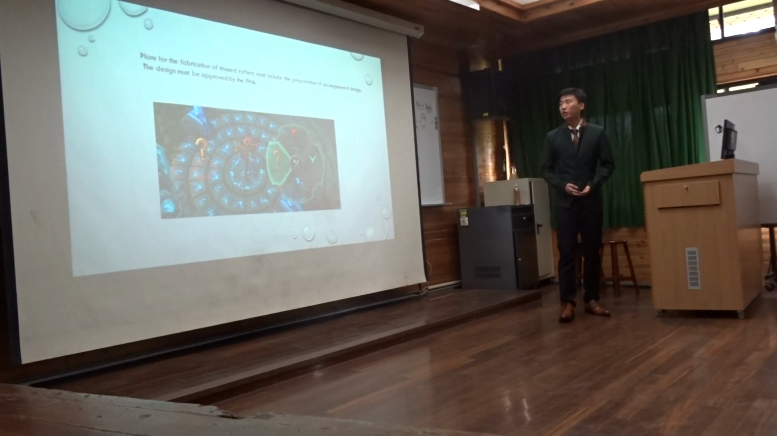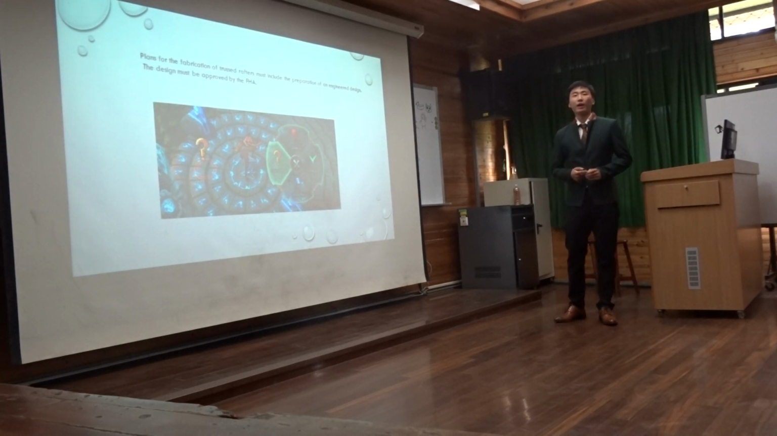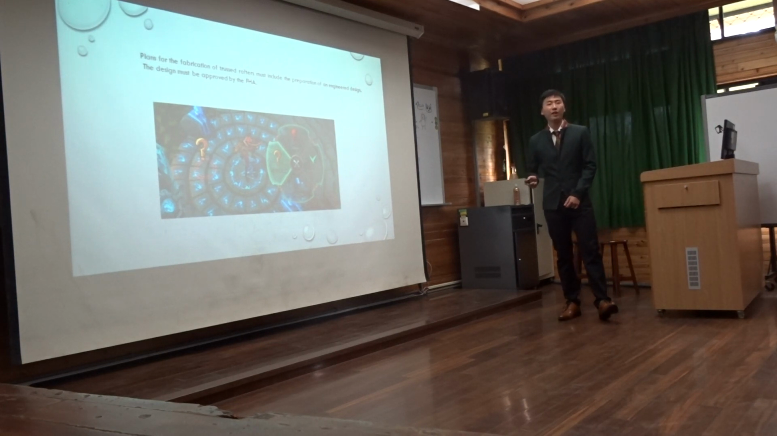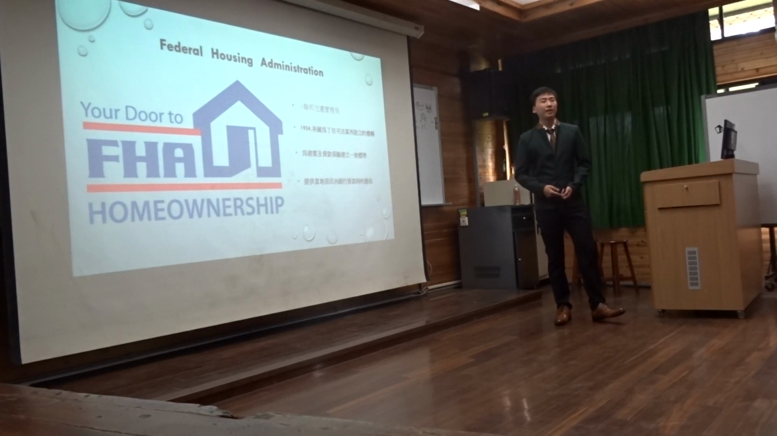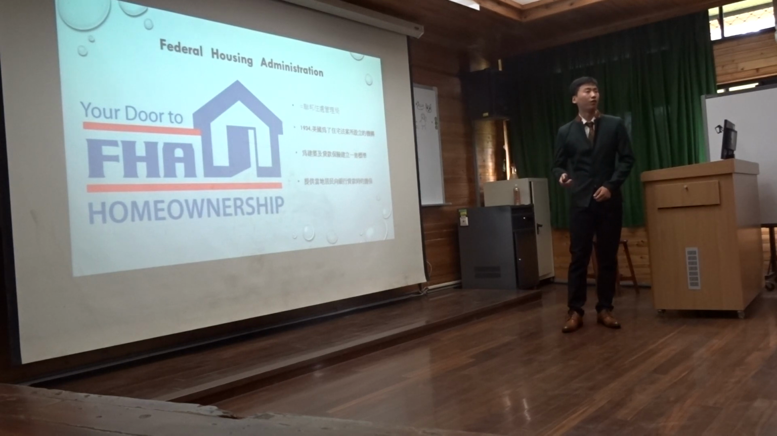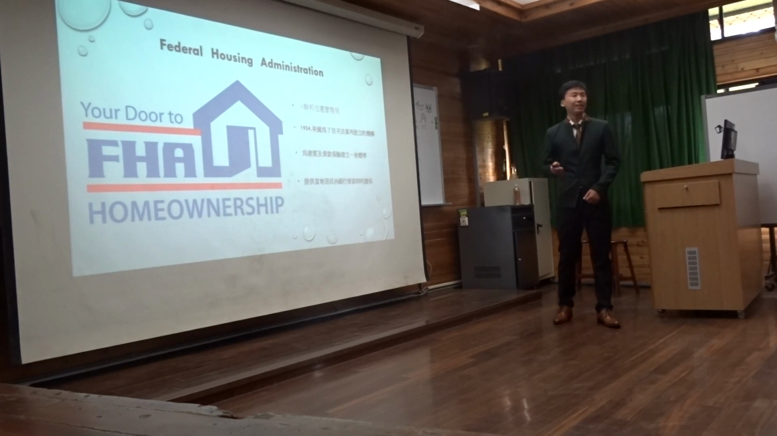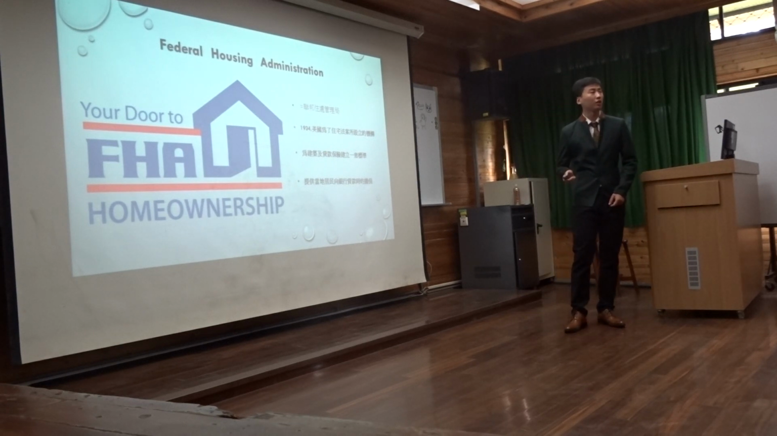Plans for the fabrication of truss rafters must include the preparation of an engineered design. The design must be approved by the FHA. But what is the FHA? The full name is Federal Housing Administration. It's a United States government agency created as part of the National Housing Act of 1934. It sets construction and underwriting standards and insures loans made by banks.